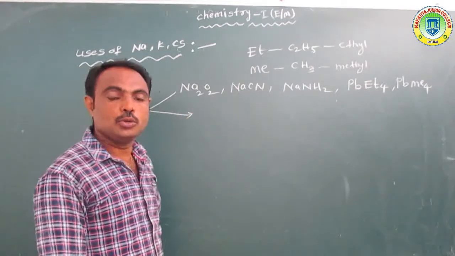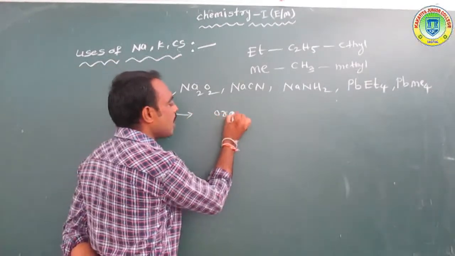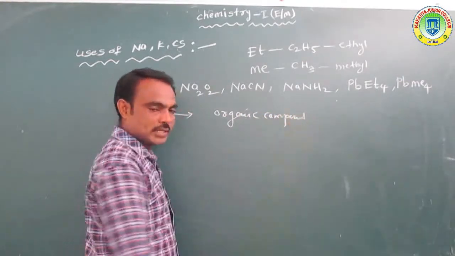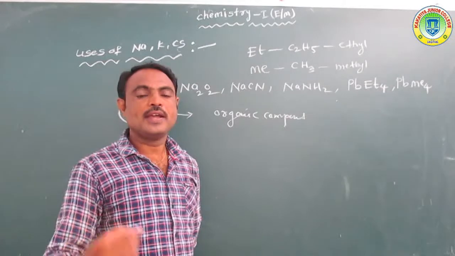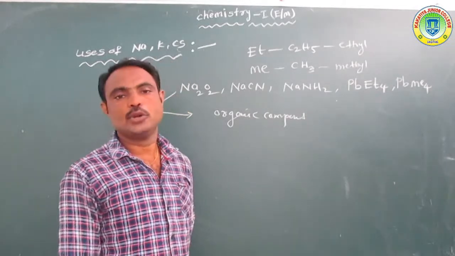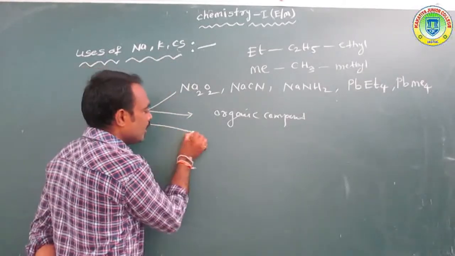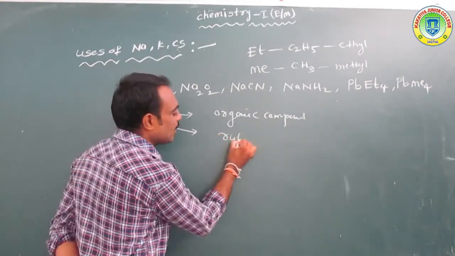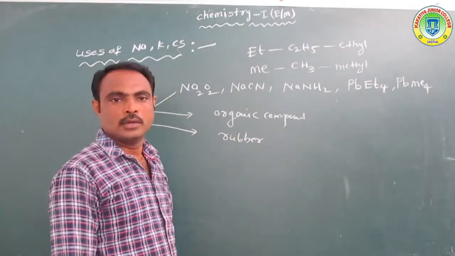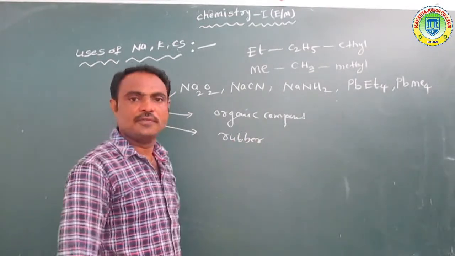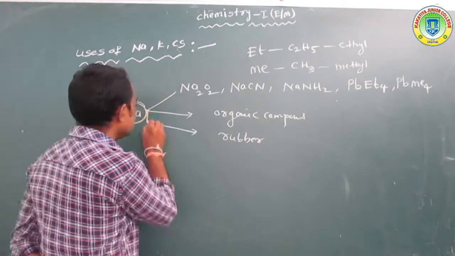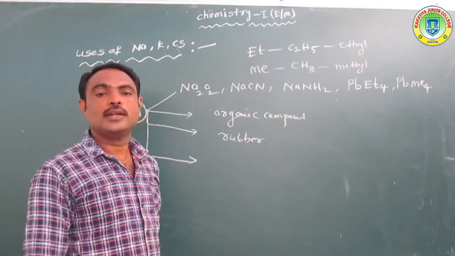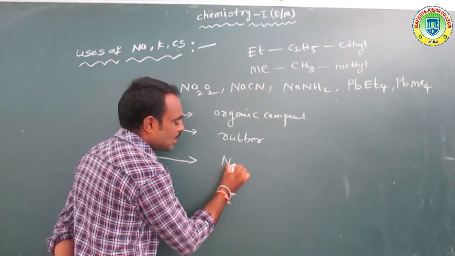Okay. Next, the second one. It is used in a number of organic compounds. And next, it is used for the preparation of rubber. Next, it is mainly used for sodium amalgam.